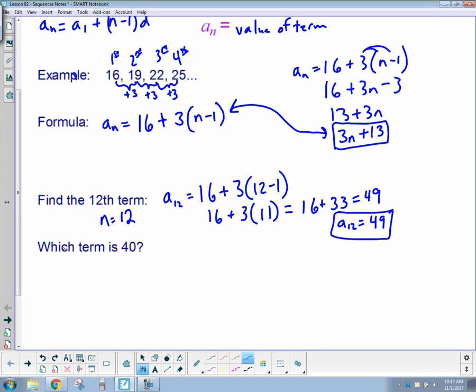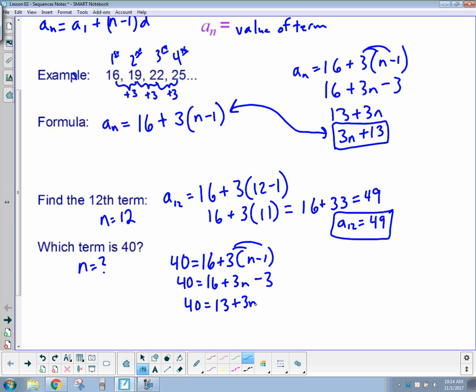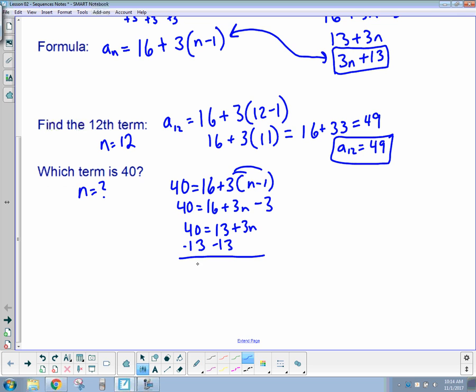This says which term is 40. That means we're looking for n. Okay, so 40 is going to go where the A12 is, or the AN I should say, because the AN is going to be the value of the term. So 40 equals 16 plus 3 times n minus 1. Okay? So, as always, distribute. So 40 equals 16 plus 3n minus 3, combine like terms. Again, we get 13 plus 3n. Subtract 13 from both sides. And we get 27 equaling 3n. Divide by 3, and the nth term is going to be 9. So the 9th term is 40.